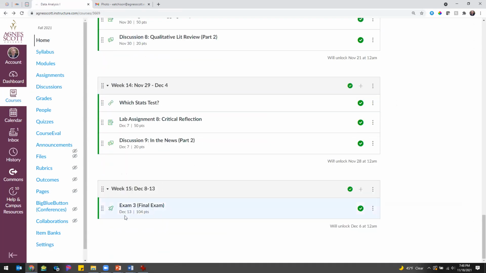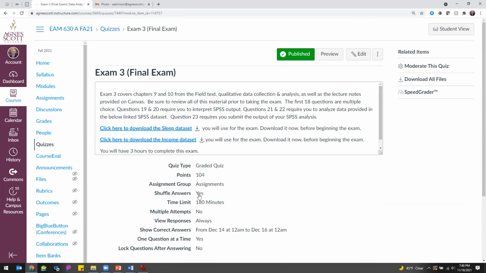Aside from the final exam, which is due by December 13th, structured very much in the same way as all of your other tests, you're going to have the qualitative data collection and analysis on it. You're going to have chapters 9 and 10. So be sure to review all of it. It is not at all comprehensive. It is only on the information that we've covered since we stopped for lecture or for exam 2. So you've got 2 different data sets.